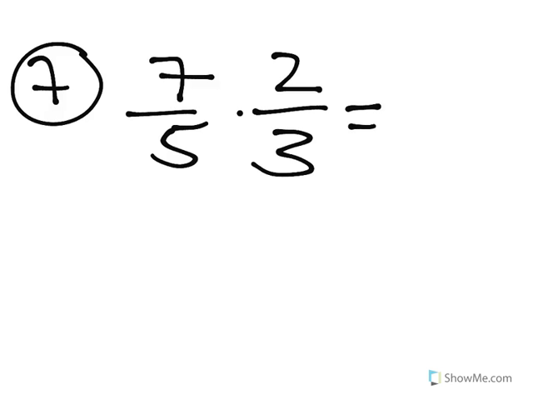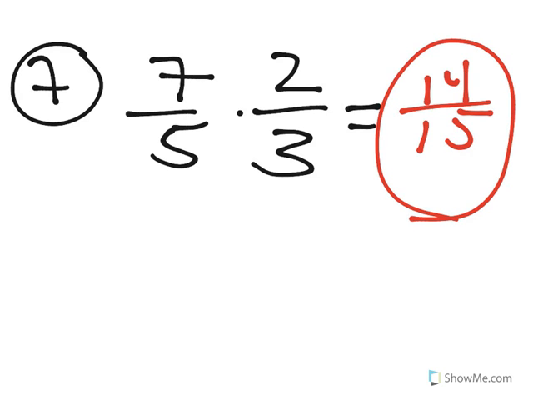Okay, number 7 was multiplication of fractions. I don't need a common denominator. I just multiply. 7 times 2 is 14. 5 times 3 is 15. It's already in simplest form, so that is my answer.